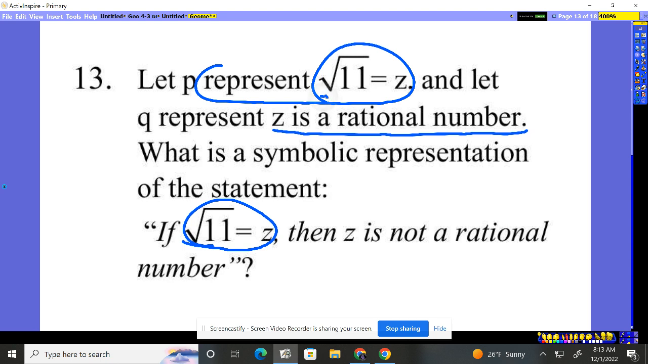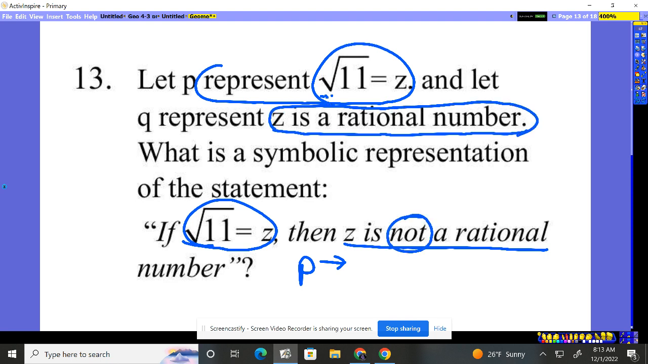If square root of 11 equals Z, well, who is that? Well, P is representing that, so that's just P, implying, then here it says Z is not a rational number. Well, Q is representing Z is a rational number, but this says Z is not, so I need to negate. Now, don't negate Z. A lot of kids do that. It's negating Q that is representing that. So it's not Q, just because you have a letter in the thing. You're using P's and Q's here. So the answer here, P implies not Q, negated Q.